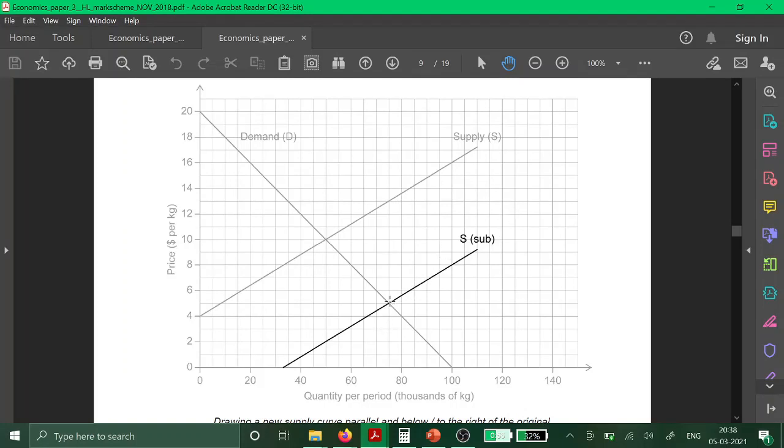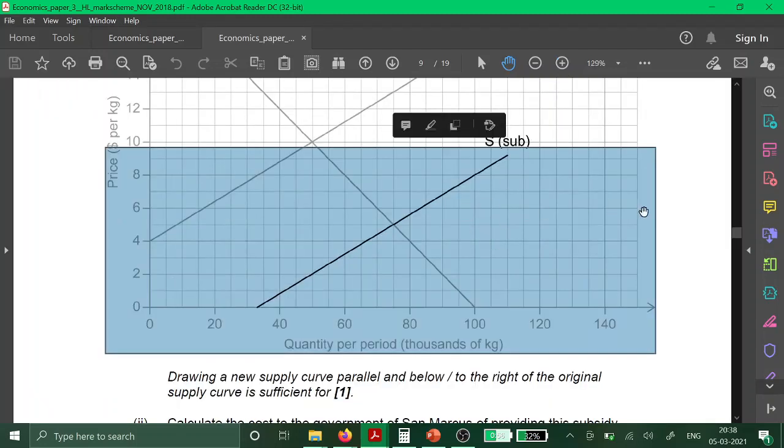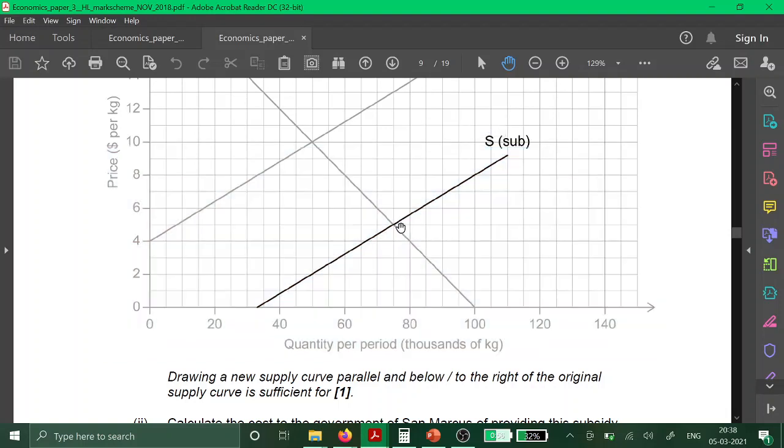Now look at this quantity. Now it's a different quantity, right? Because the demand curve is intersecting the subsidy curve at this point, right? So the price the consumer will be paying is this one, 5. Can you see these points? The equilibrium of the subsidy curve. Here it is 75, the new quantity, and the price will be 5, right?